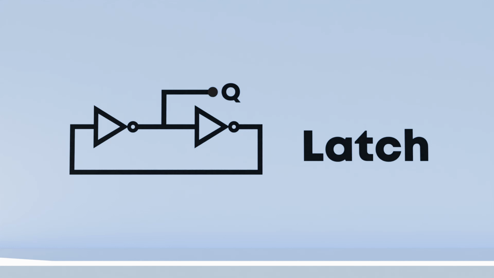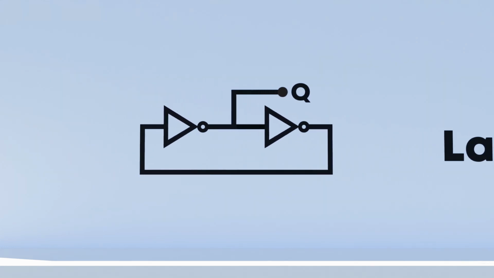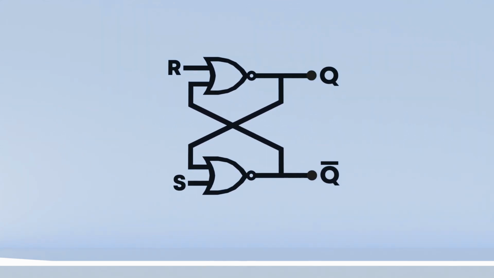Let's now look at some actually useful latches. First we have the SR latch. We can get an SR latch if we replace the NOT gates with NOR gates. These two extra inputs are S for set and R for reset. Let's redraw this circuit a bit to reflect the symmetry. To understand how the circuit works, all we have to do is make a truth table.